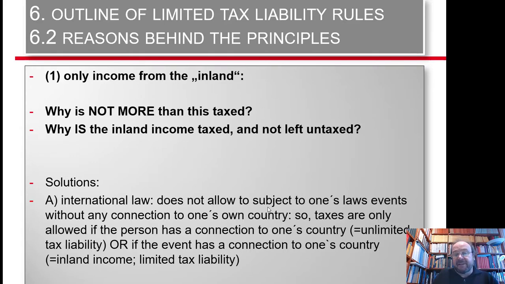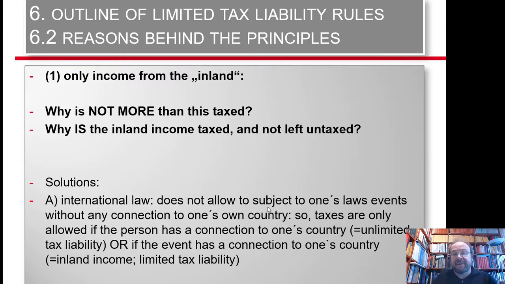So the first question, or the first approach to a solution, comes from international law. International law says a state can regulate things which have to do with its territory, or it can regulate all that persons do who have to do with that state, so who have a connection with that state. So a state can extend its laws to either what happens in its territory or to persons, for example, having its citizenship or living in that country.